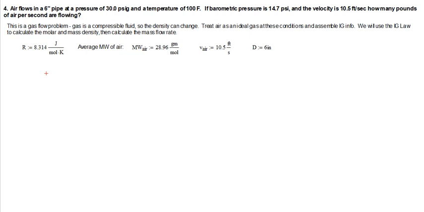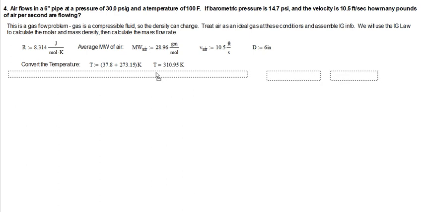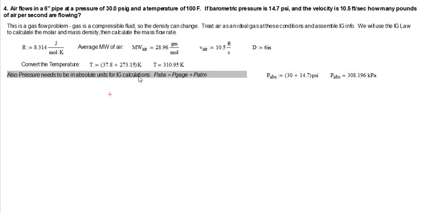Another thing that we need to do is convert the temperatures. When we use the ideal gas law, it's always required that we use absolute temperatures, and so I'm going to convert everything into Kelvin. So this is our temperature of 100 degrees Fahrenheit. Another thing that we need to realize when we work with gases and the ideal gas equation is that everything needs to be in absolute pressure. And so that's one of the things this problem is testing you on.